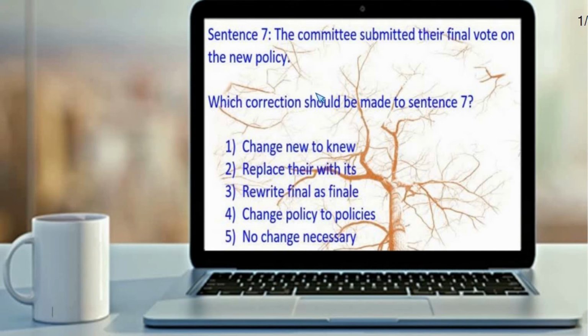Here's what a test item may look like. Sentence 7. The committee submitted their final vote on the new policy. Which correction should be made to sentence 7? And here you have your 5 options.